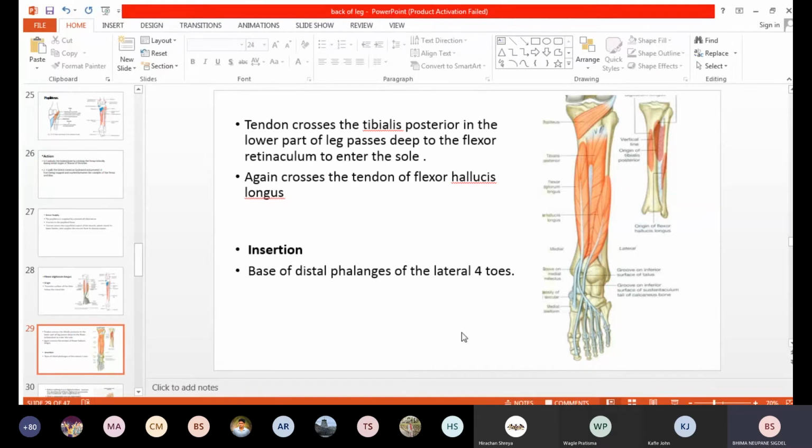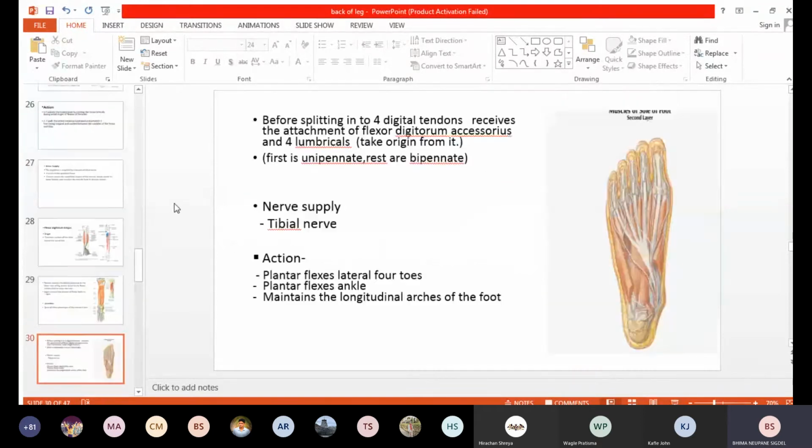And finally, for the digits, it is common for all the tendons, inserted into the base of the distal phalanx. That is for the lateral toes, because for the hallux we have a separate muscle, the flexor hallucis longus. So the flexor digitorum longus inserts on the base of the distal phalanx of the lateral 4 toes. That is the insertion.